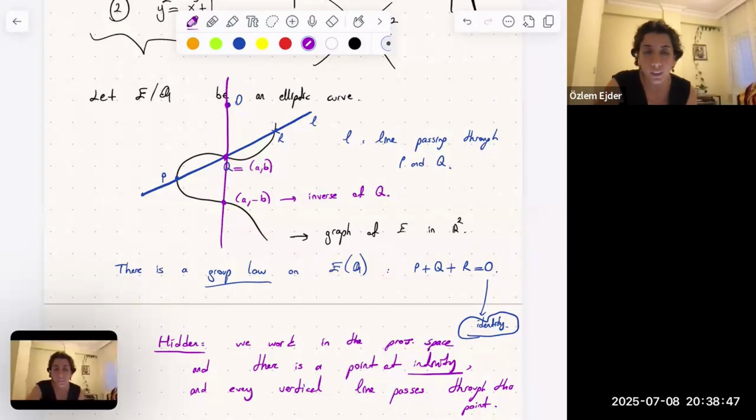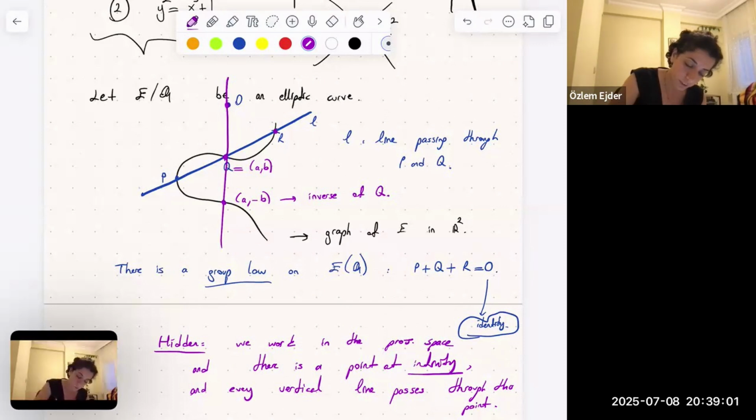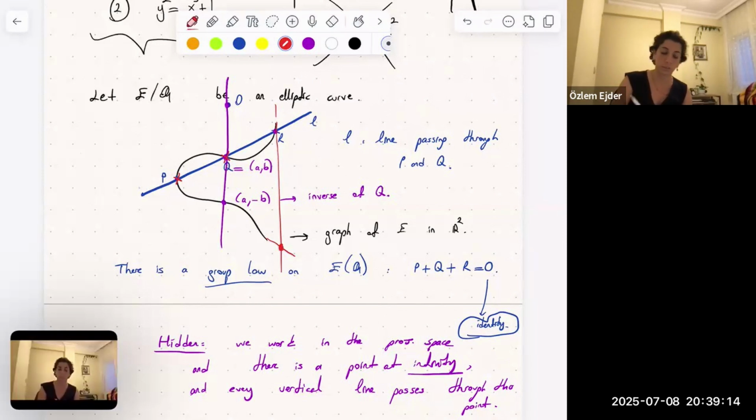So what we do is we define the addition of P and Q. I start with these 2 points, P and Q. I define the addition, P plus Q, as this point, so not R. I look at the third intersection of this line, and then I draw a vertical line and get the intersection. So this one is just P plus Q.